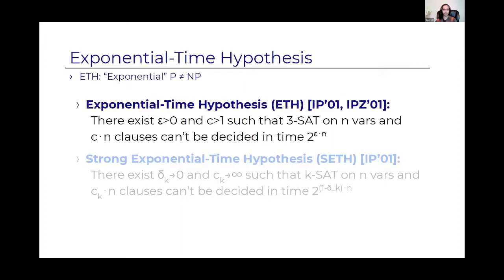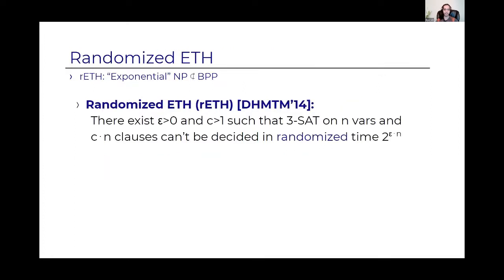And a natural extension of ETH is the RETH, saying that essentially the same lower bound holds for randomized algorithms. Randomized algorithms take time 2 to the epsilon n to solve 3-SAT. And this is an exponential version of a separation of NP from BPP. It's an exponential separation of NP from BPP.